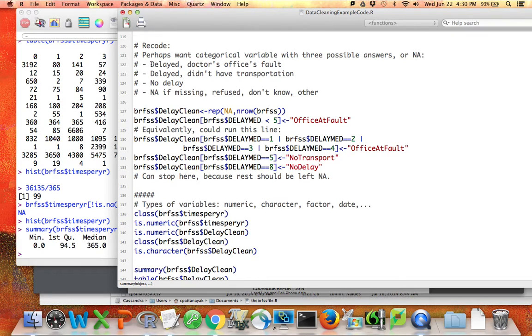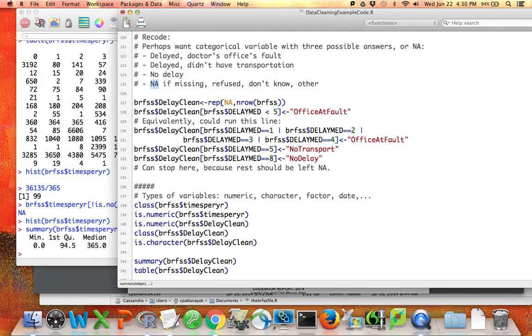So if it was the doctor's office's fault, like you couldn't get through on the phone or they didn't have any open appointments, I'm going to make that one category. If the reason you couldn't get to the doctor is your fault, you didn't have transportation, that'll be a different category. If you actually did not have a delay getting to the doctor, that's a different category. And then I'll use NA for people who are missing, refused, don't know, other, etc.